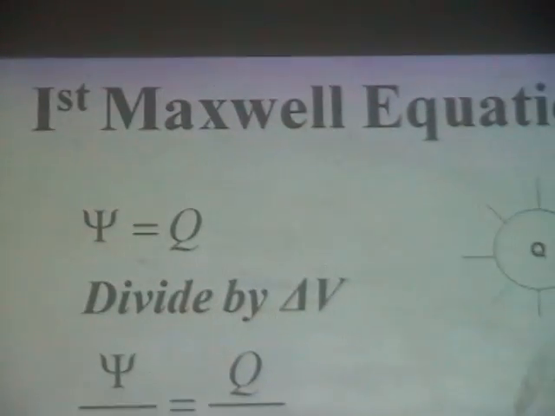So this is the first Maxwell's equation: divergence of D is equal to rho.